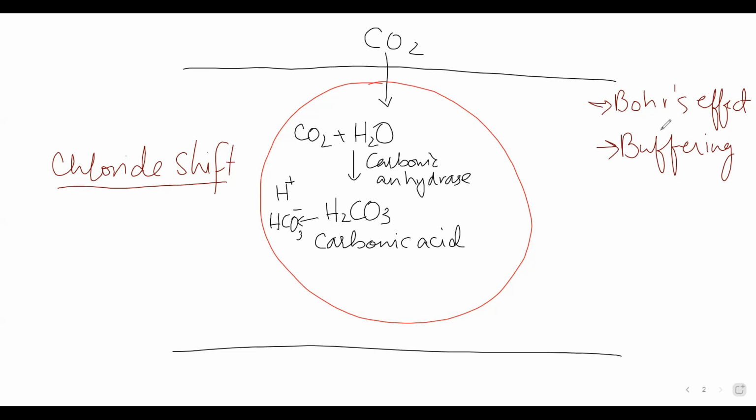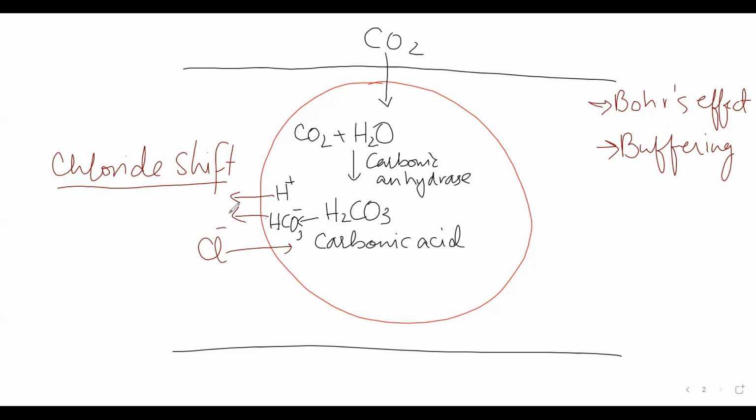The chloride ions that are present outside in the plasma may replace the carbonate ions, and the carbonate ions will come out of the red blood cells. When this carbonate ion comes out of the cell, the hydrogen ions also come outside the red blood cells, so that the pH can get neutral inside the red blood cell.